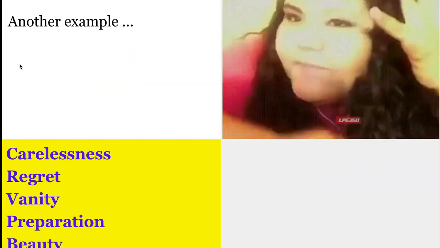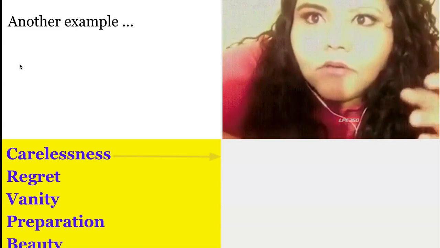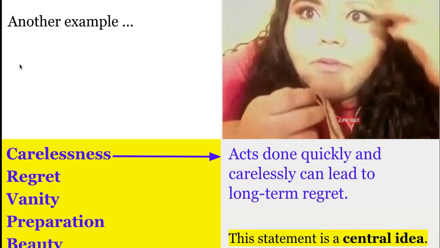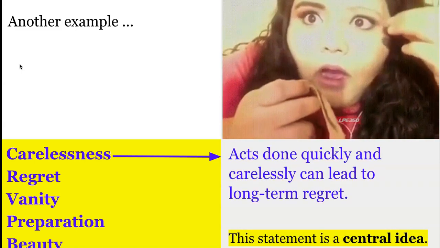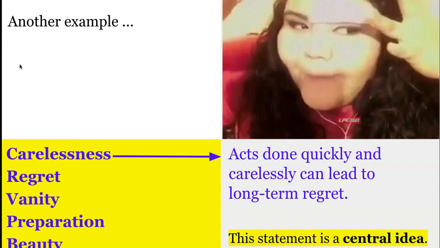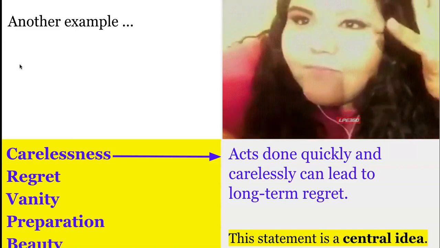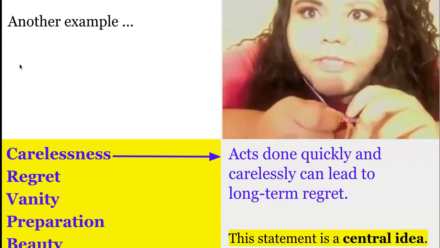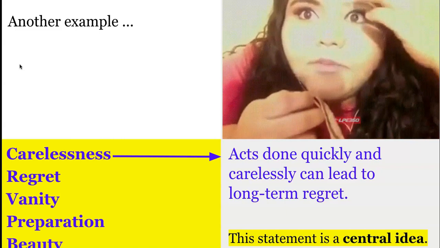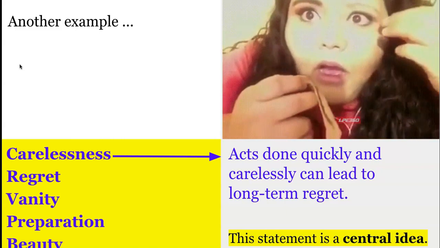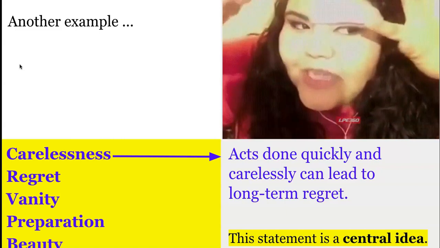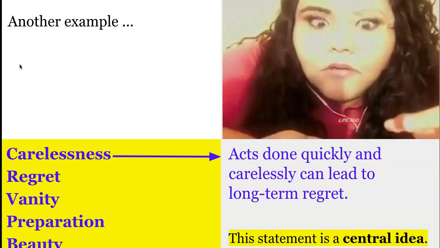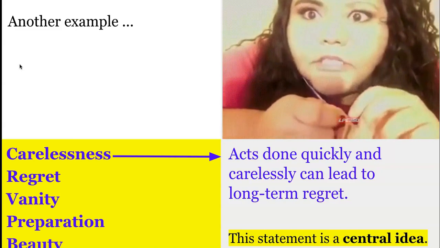Let's look at another example of a central idea. So let's take the topic of carelessness, and we can come up with this central idea. Acts done quickly and carelessly can lead to long-term regret. Right, we've got this girl, she's pulled off her eyebrow, she's done something very careless because she's done it quickly without thinking, and now she's got some regrets that are going to last for a long time, or at least until that eyebrow grows back again.